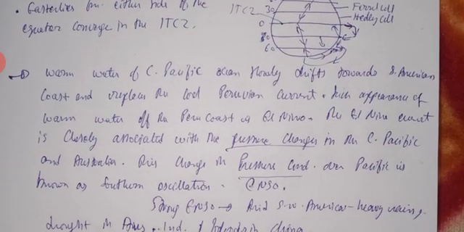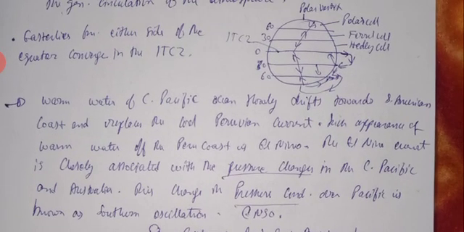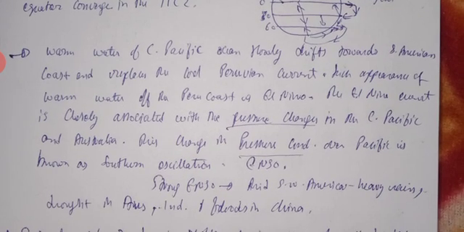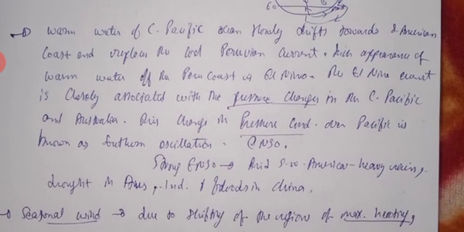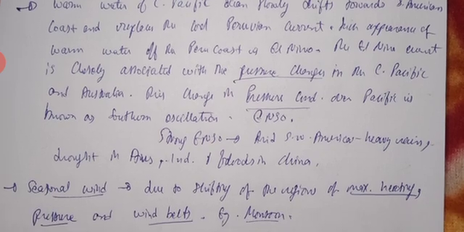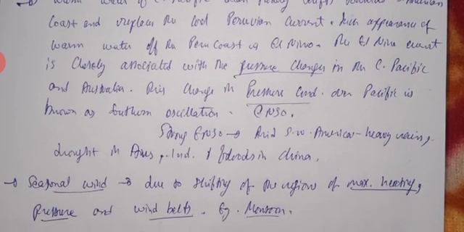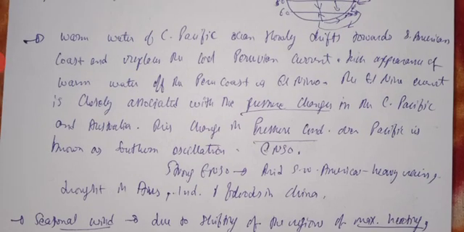Next point, warm water in the Central Pacific Ocean slowly drifts towards the South American coast and replaces the cool Peru current. Such appearance of warm water off the Peru coast is El Nino. The El Nino event is closely associated with the pressure changes in the Central Pacific and Australia. This change in pressure condition over the Pacific is known as the Southern Oscillation, and El Nino and Southern Oscillation combined are known as ENSO.